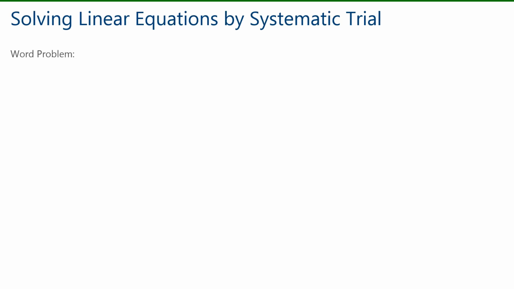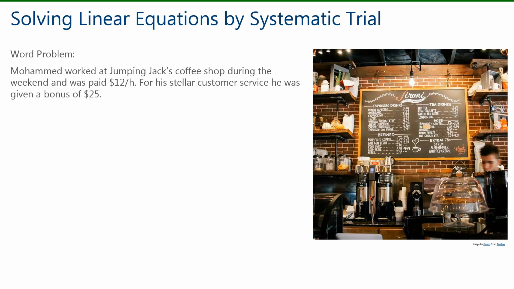And to conclude this video, let's look at one more word problem. It says Muhammad worked at Jumping Jack's coffee shop during the weekend and was paid $12 per hour. For his stellar customer service, he was given a bonus of $25. How many hours did Muhammad work if he was paid a total of $205?